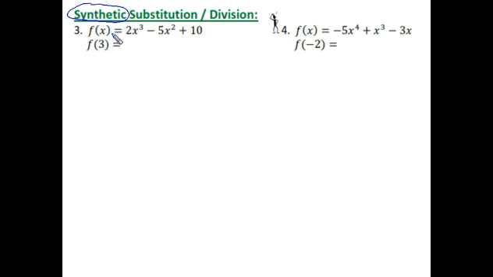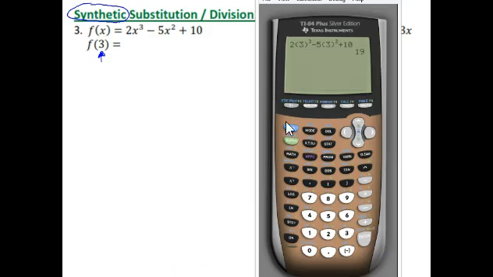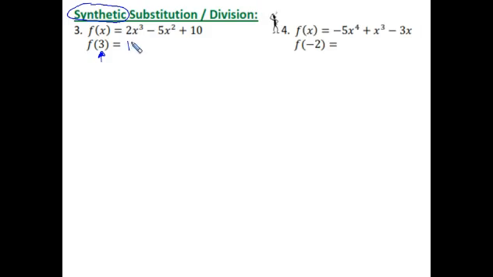So in this case, we have a polynomial function 2x cubed minus 5x squared plus 10, and we specifically want to find the value of our function when x is 3. Notice how the 3 is just taking the place of the x. Now you could simply just plug in 3 for all of your x's, maybe in your mind or in your calculator, and notice how if we were to do that, we would get a solution of 19. So we know if we were to plug in 3, our answer would be 19.